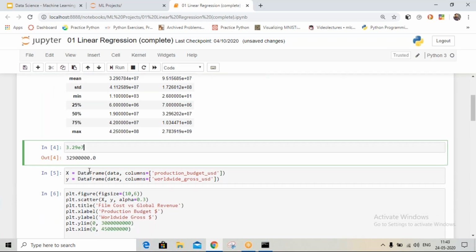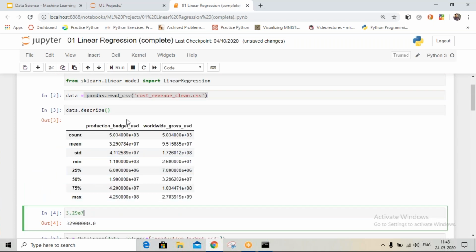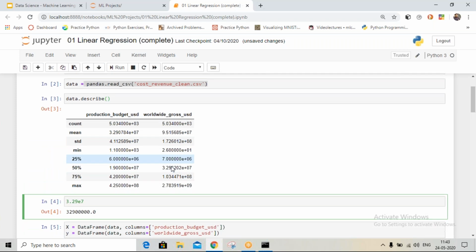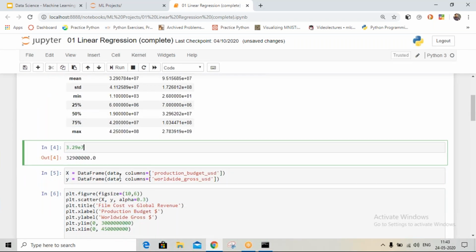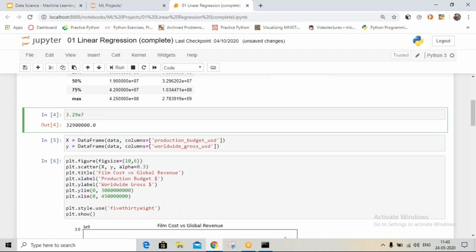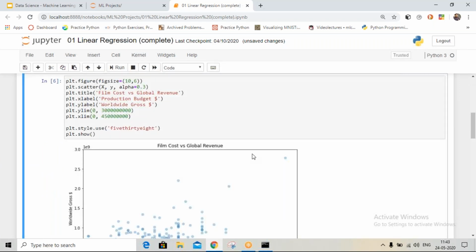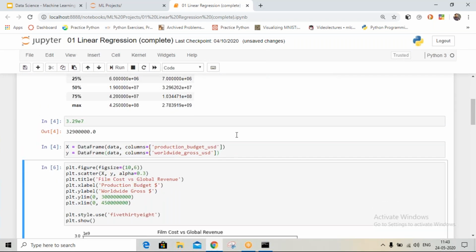The next thing I'm trying to do is divide this one column and the other column into two parts, X and Y. X will store my production budget, and Y, which is my target variable that I'm trying to predict, will store the worldwide gross, that is, how much money that particular movie made.